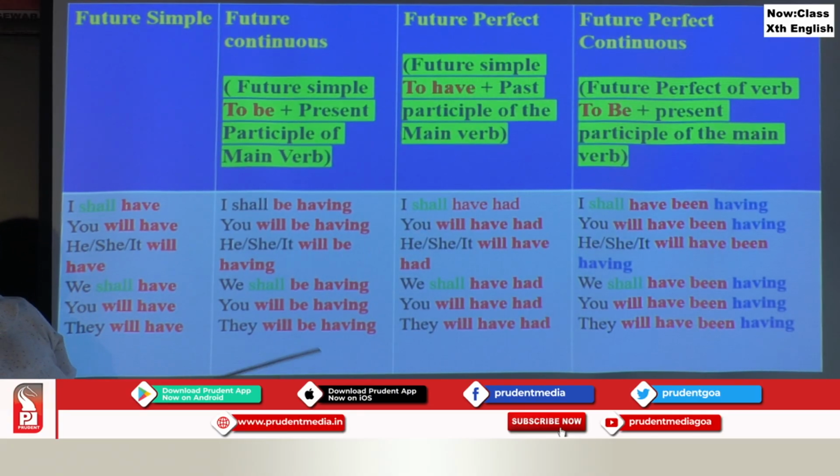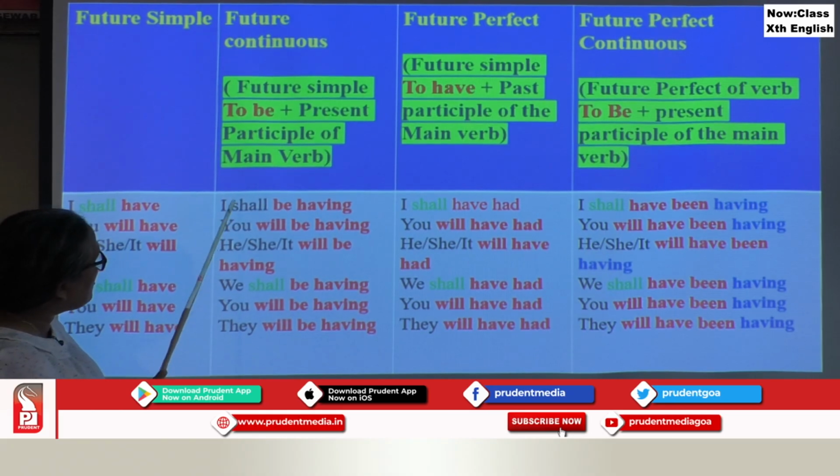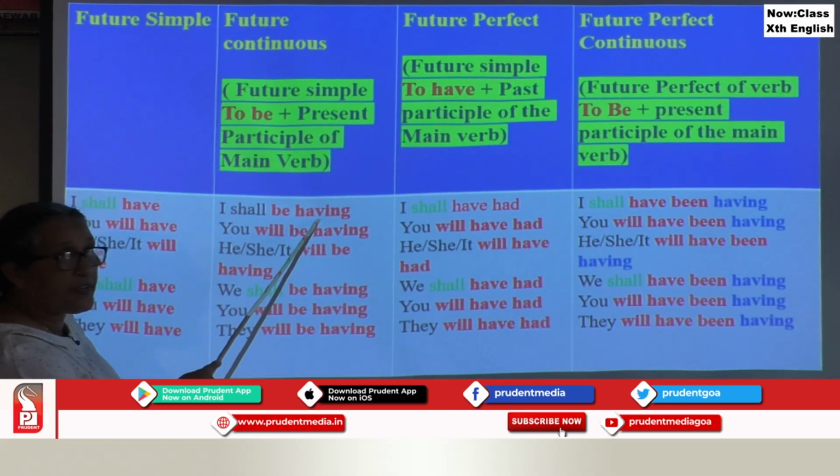Let us go to future. Future simple, I shall have, you will have. Future continuous, future simple of verb to be, I shall be, ing having.